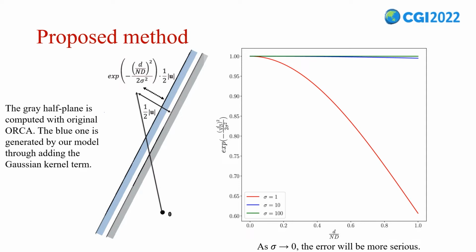We can control the relative error of ORCAnet compared with ORCA by adjusting sigma. The right figure shows the difference between the original and the approximate formulations. When sigma gets closer to 0, the error will be more serious. Therefore, we set larger sigma to guarantee the preciseness of ORCAnet in our experiments.